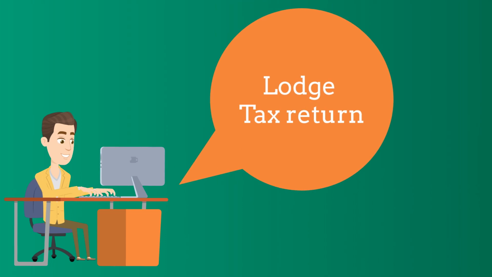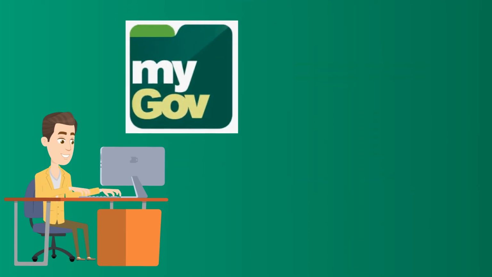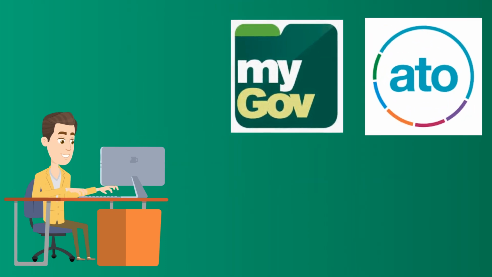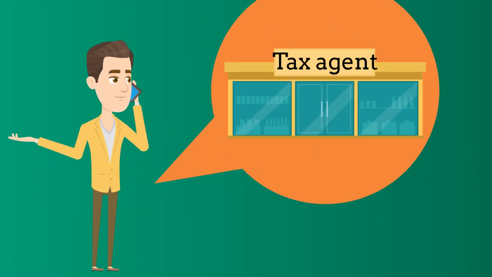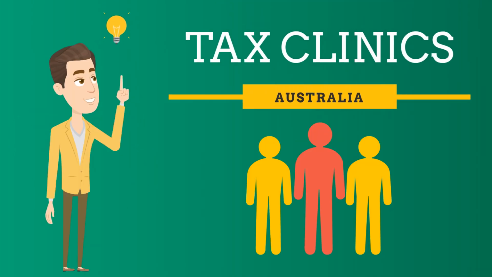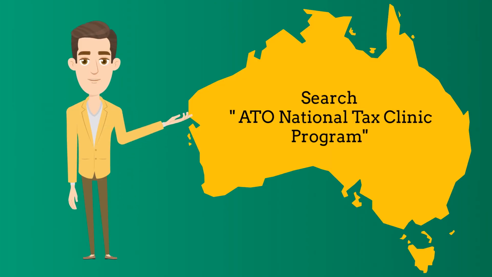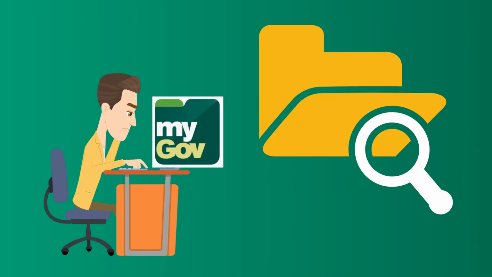You can easily lodge your tax return by using your MyGov account, which is linked to the Australian Taxation Office site. Or you can contact a registered tax agent for them to help you lodge your tax return if you think your affairs are a bit more complex. The Australian tax clinics can also assist you if you meet their criteria for assistance. The Australian tax clinics can be found here. If you need some assistance on how to create and link your MyGov account, please refer to the video in our library on this.